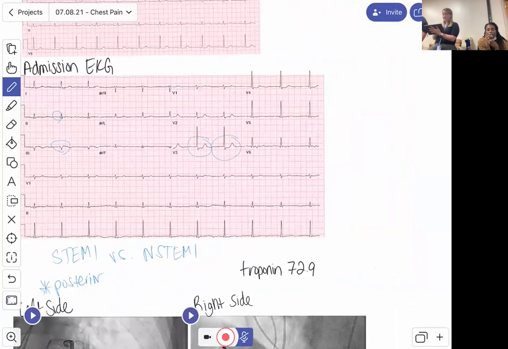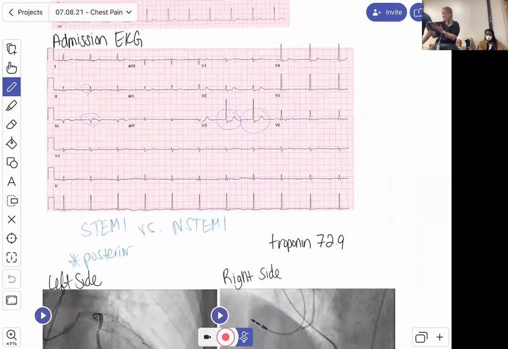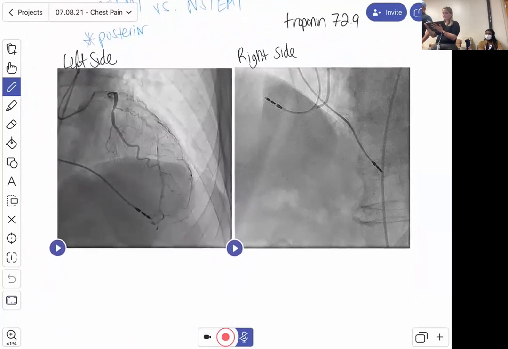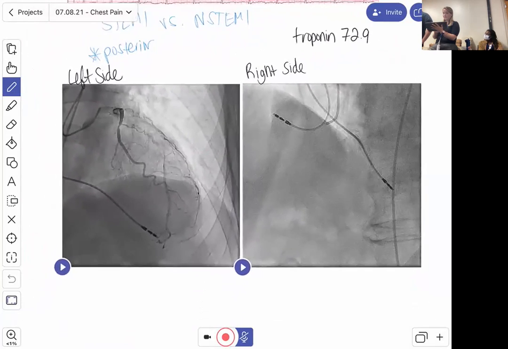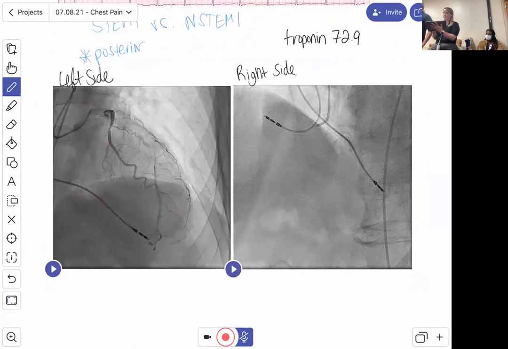You can do a posterior EKG, right? V7, V8, and V9 go across the back, and so you would get Q waves on there. They should have done a posterior EKG. I don't know if they did or not. I think they did, but it wasn't in the chart. Sometimes it's in the chart, but they don't mark it's posterior, so you have no idea what you're looking at. But this is the time where a posterior MI, and that could be a potential question on medicine boards, comes up.